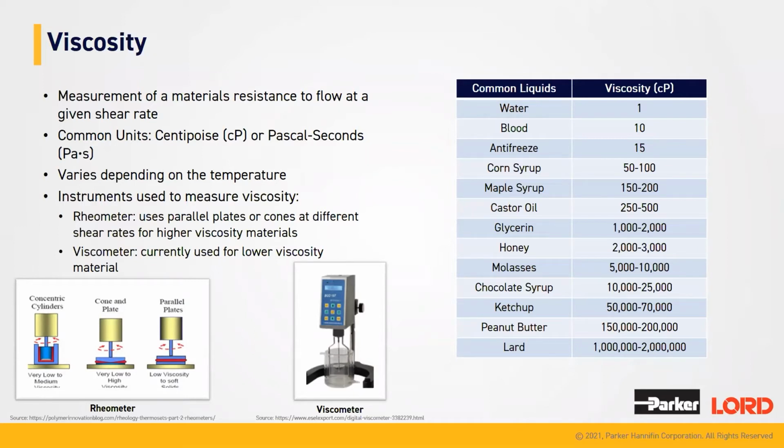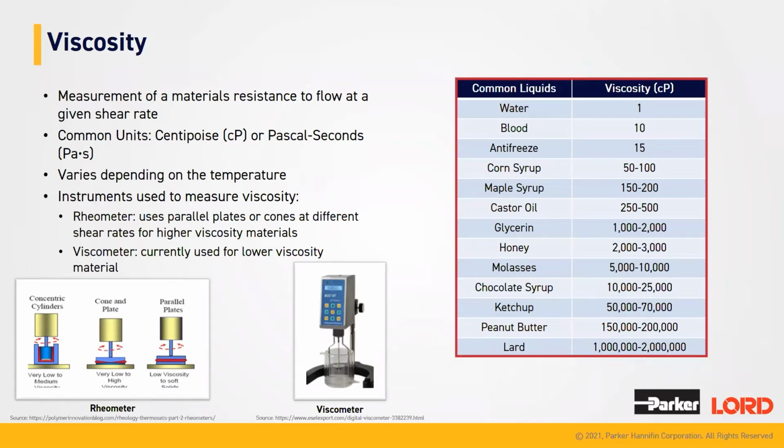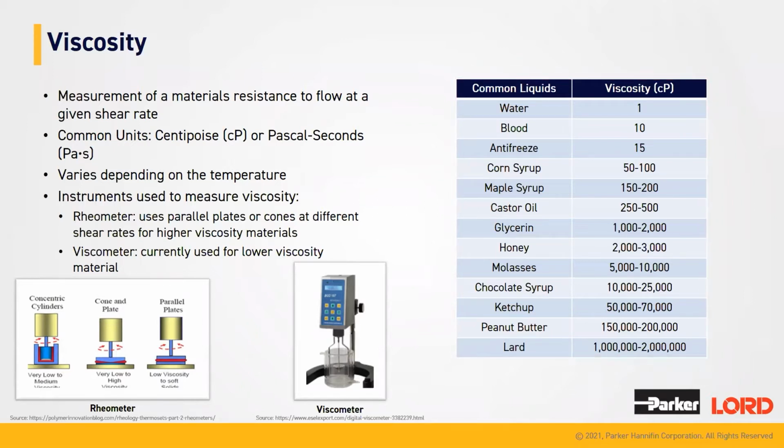Relating it to real-world, day-to-day things, you can see over on the right side of the table some common liquids that we're all very familiar with. Water has a viscosity of 1 centipoise. Honey has a viscosity of 2,000 to 3,000 centipoise. Ketchup is around the 50,000 to 70,000 centipoise range. And then lard is very viscous. It's in the 1 to 2 million centipoise range. So that's just a nice frame of reference, so you can relate the viscosity of materials to the viscosity of general household items.